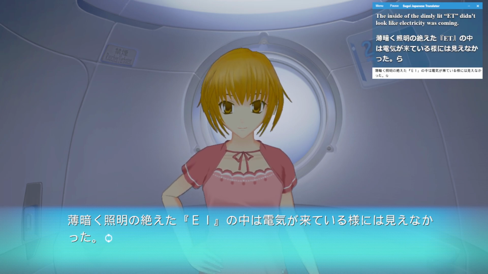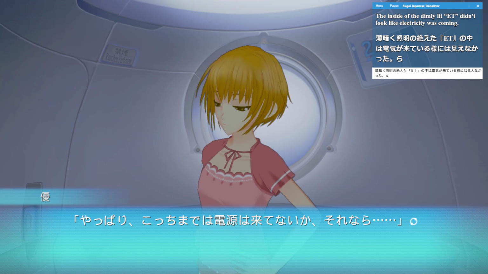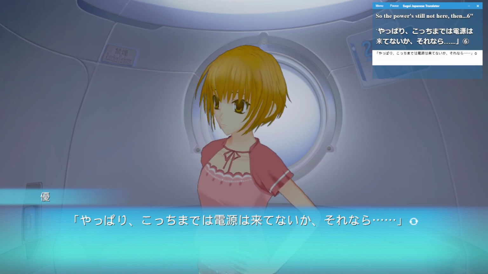The inside of the dimly lit eye didn't look like electricity was coming. So the power is still not here then.